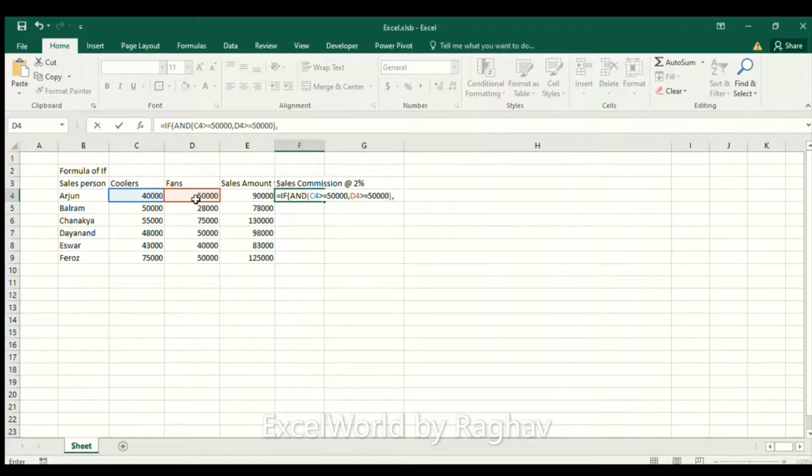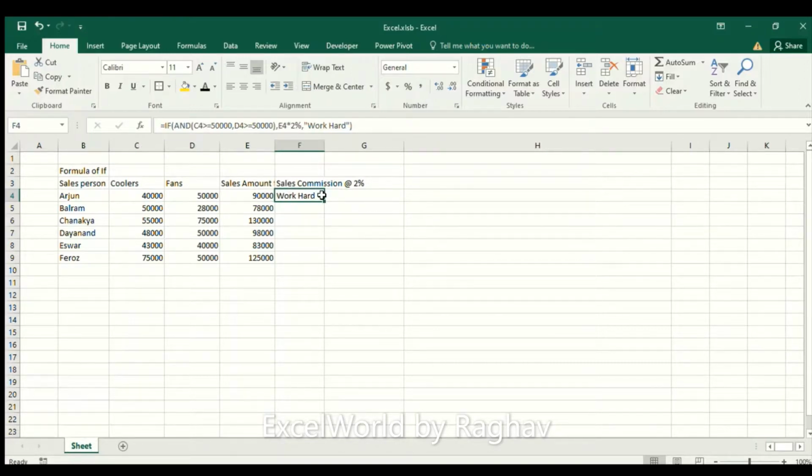Then this 90,000 is my overall sales, comma. Now say the company is offering 2%, so multiply into 2% of commission, and for those employees who are not achieving the target, the company is asking them to work hard. That's it. Press enter. Now here Arjun has not achieved the sales of 50,000 in coolers and the company has asked him to work hard.